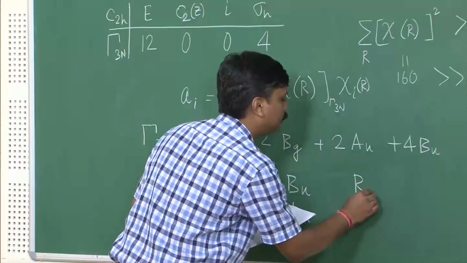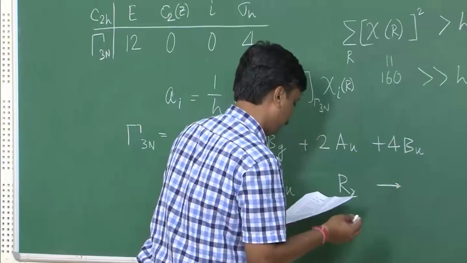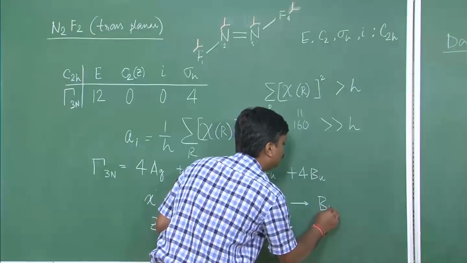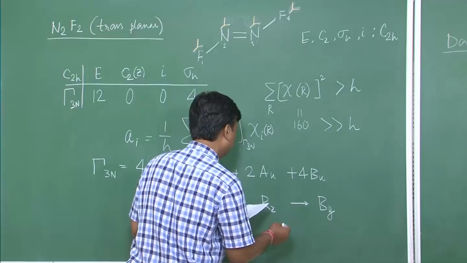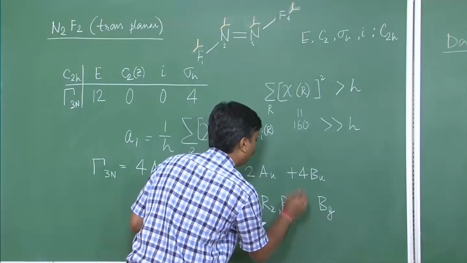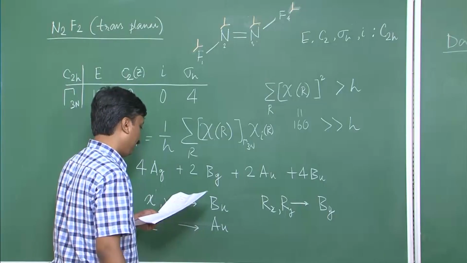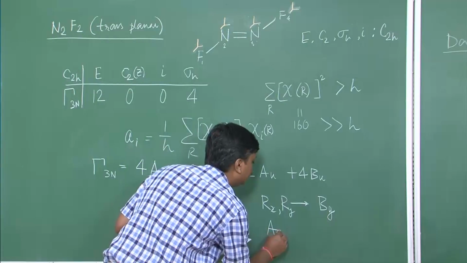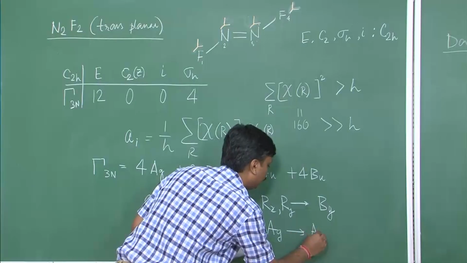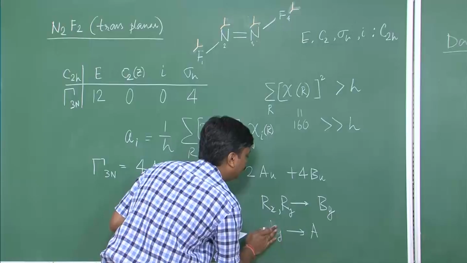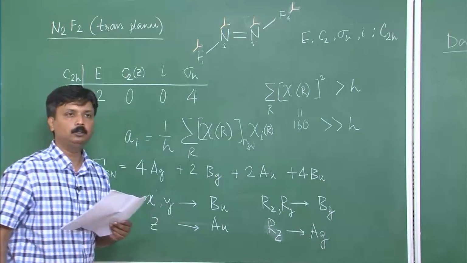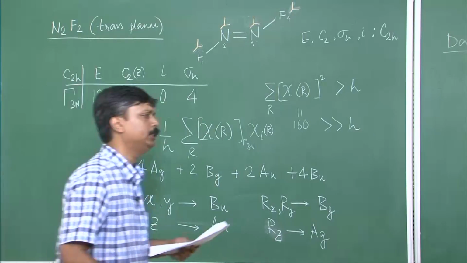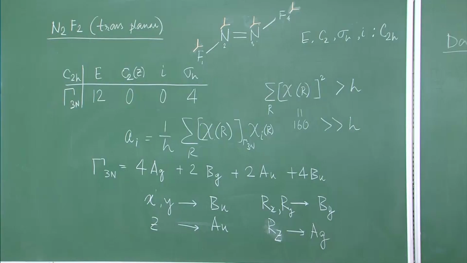Rx transforms as Bg irreducible representation, Ry also transforms as Bg. So Rx as well as Ry both transform as Bg representation, and Rz transforms as Ag irreducible representation. So these are the information that I require, correct, and we have taken them from the character table.